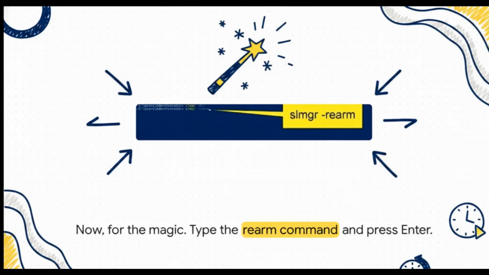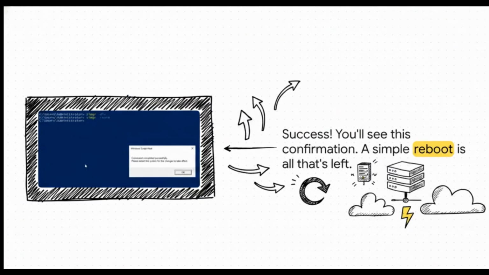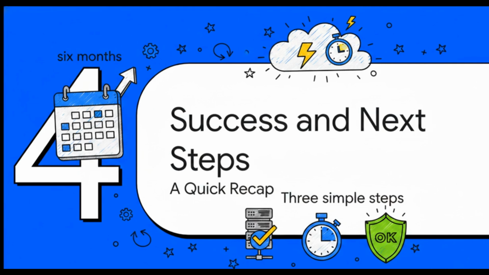So back in that same administrator, PowerShell, or command prompt window, all you have to do is type slmgr -rearm and press Enter. It really is that simple. In just a second, you should see this little confirmation message pop up, command completed successfully. It's also going to tell you that you need to restart the system for the changes to take effect. And that is the final piece of the puzzle. Just click OK and go ahead and reboot your server. And just like that, you have bought yourself another 6 months. See, I told you it was easy.